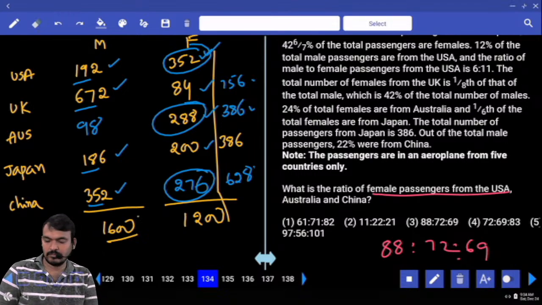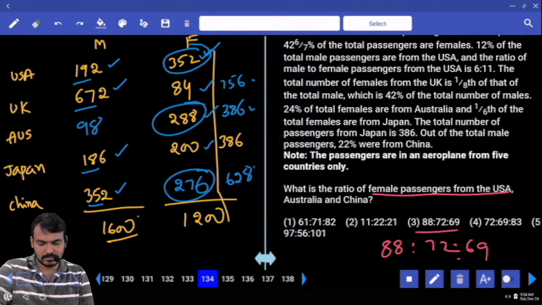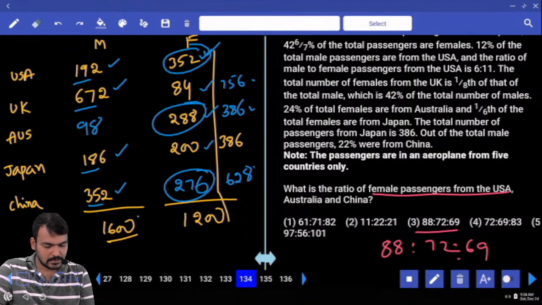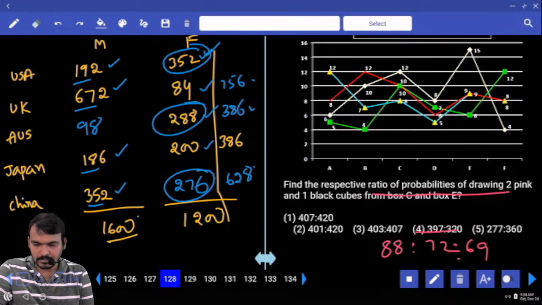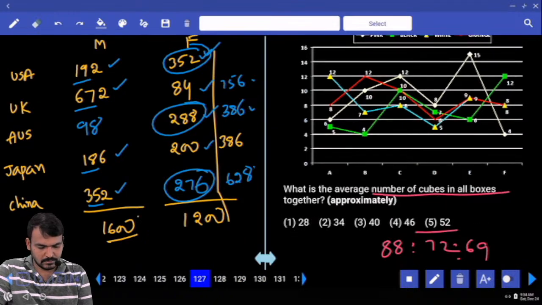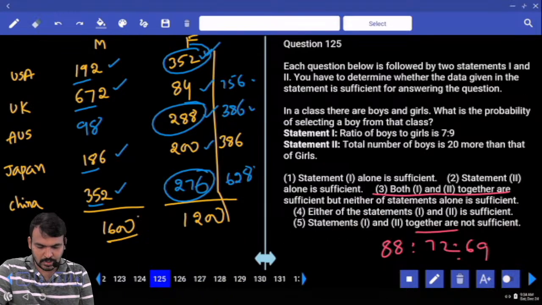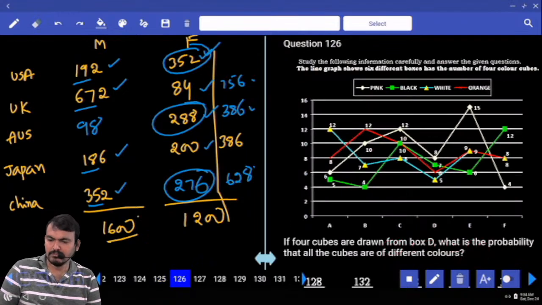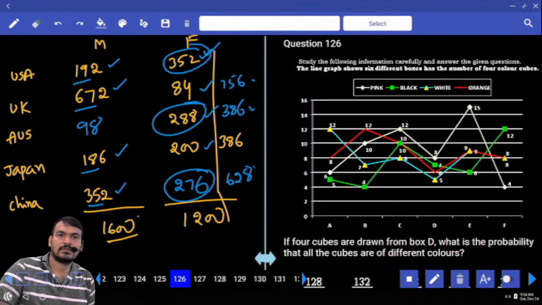Yes or no? Which option? Third option. Third or fourth? Third one. Next. Question number 126. Skip cheyala matladala.